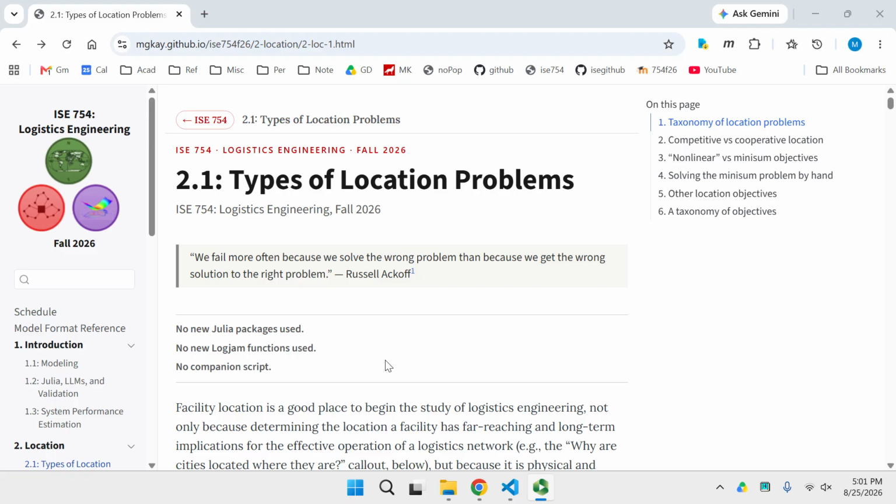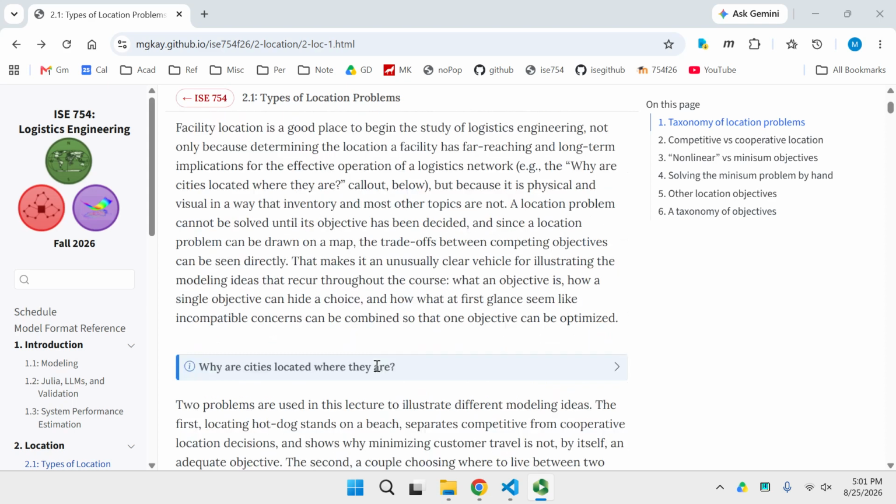I think one of the reasons for that is that it's very graphic or physical. You can see the objective function, you can see results. So it's a good way of getting feedback on modeling.